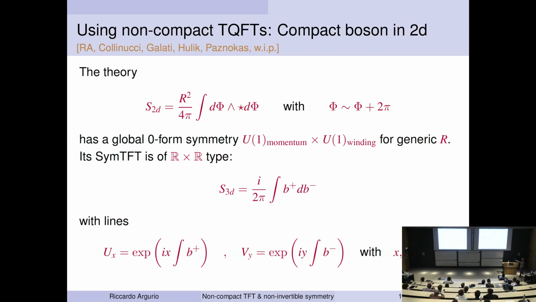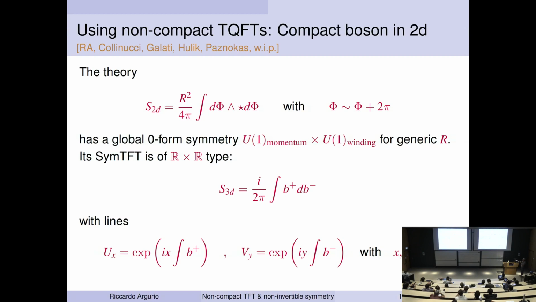Let's take one compact scalar in 2D. This is the action, so it's compact, and R squared is the radius. It's very well established that these are all zero-form symmetries. There is a momentum symmetry and a winding symmetry. This is the usual symmetry that there is for any R.